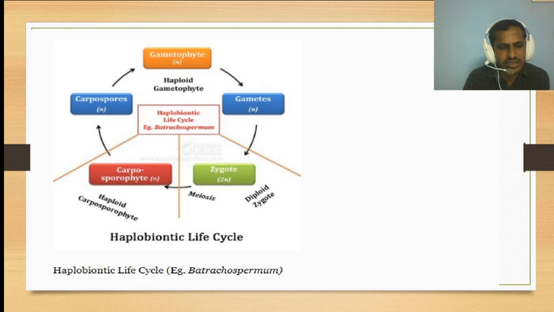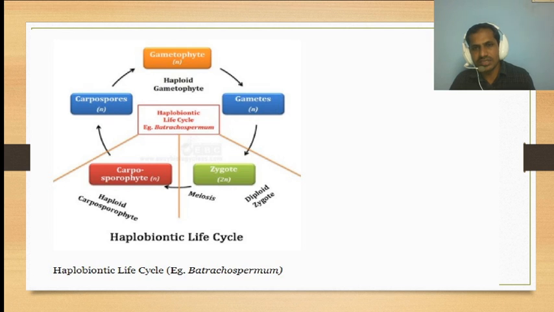Then the carposporophyte is converted into the tetrasporophyte. Then the tetrasporophyte is converted into tetraspores. The tetraspore forms what is also called the diplontic life cycle. So we have seen it.